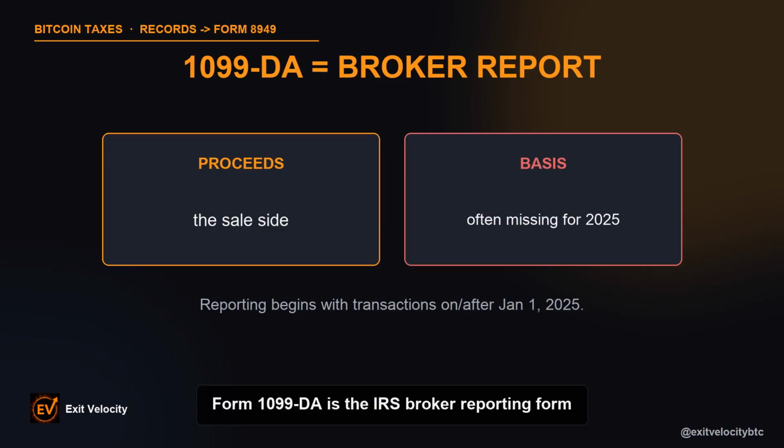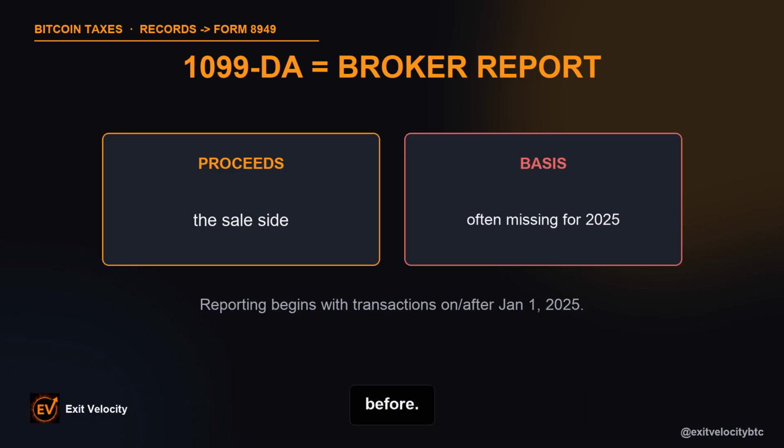Form 1099-DA is the IRS broker reporting form for digital asset proceeds from broker transactions. The IRS says this reporting begins with transactions on or after January 1st, 2025. That means brokers start reporting certain digital asset transactions to taxpayers and the IRS. That is a big change. It means the IRS is getting more structured information about digital asset sales than it did before.